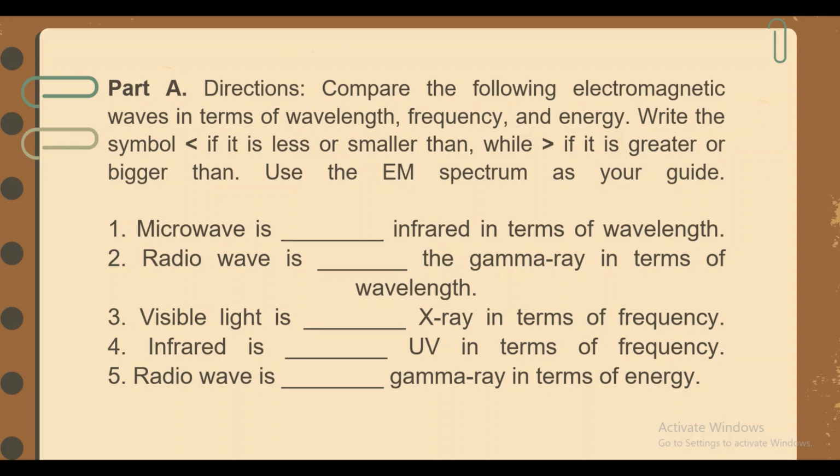Number 1, microwave is blank infrared in terms of wavelength. Number 2, radio wave is blank to gamma ray in terms of wavelength. 3, visible light is blank X-ray in terms of frequency. And number 4, infrared is blank UV in terms of frequency. And the last one, radio wave is blank gamma ray in terms of energy. I'll give you 20 seconds and timer starts now.